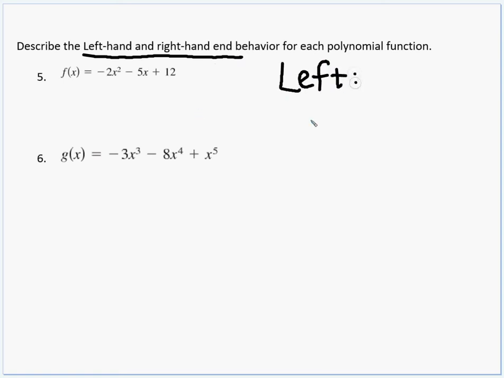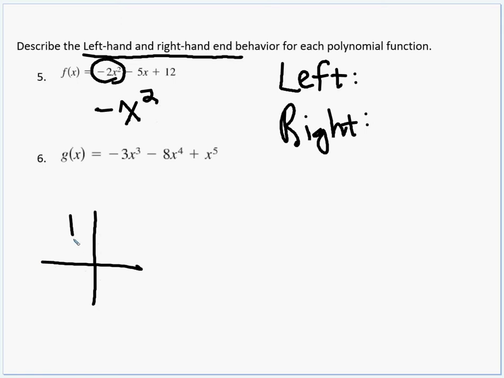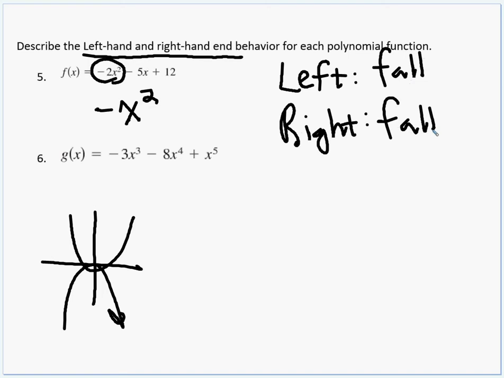So here is a negative 2x squared. The 2 is not really that important. It's negative and it's x squared. You know, just a plain old x squared, if it's a positive x squared, it opens up. Since it's negative, it will be opening down. So to the left, we fall, and to the right, we fall. It's going downhill both ways. Even exponent is parabolic in shape, and the negative means we're opening down.